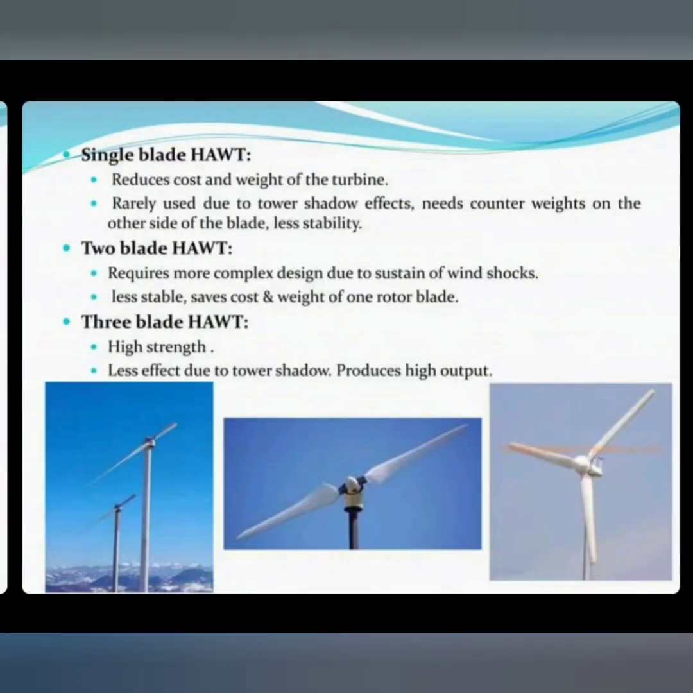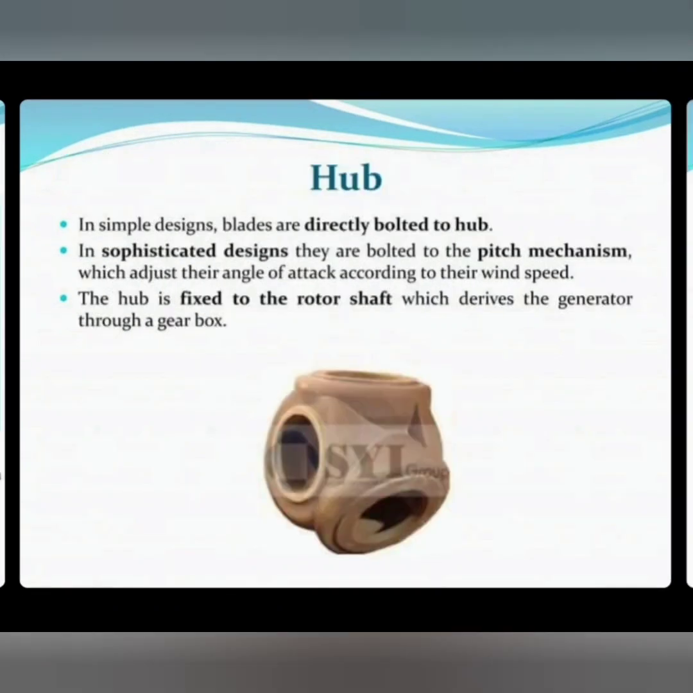A single blade HAWT reduces the cost and weight of the turbine. It is rarely used due to tower shadow effects. It needs counterweights on the other side of the blade and has less stability. A 2-blade HAWT requires a more complex design to sustain wind shocks, is less stable, and saves the cost and weight of one rotor blade. A 3-blade HAWT has high strength, is less affected by tower shadow, and produces high output.